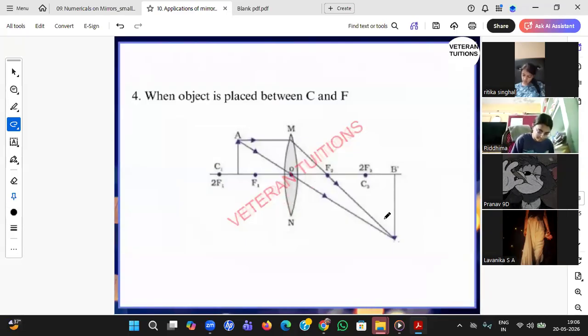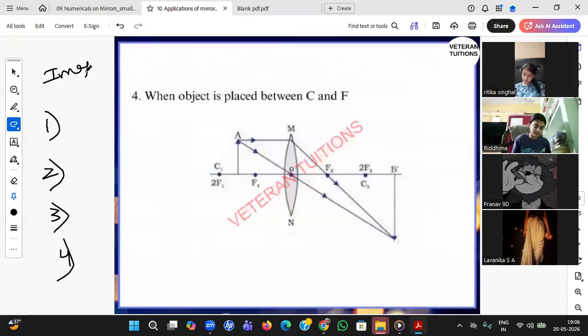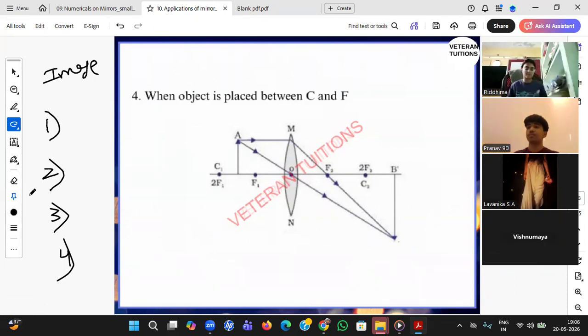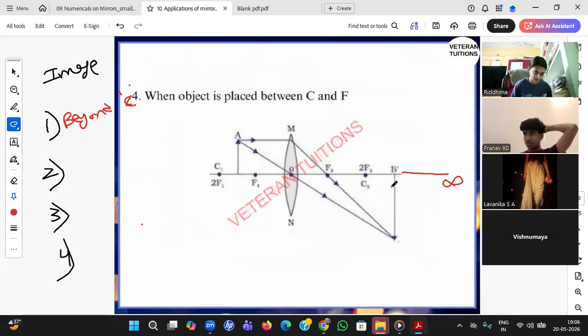Yes, Shima, give the characteristics, beta. Image characteristics. Shima, I think you have not attended the previous class, so I'll help you out. Image characteristics means there should be 4 points. First point, where is the image forming? Location. Sir, between C and F. Between C and F is this area, but your image is here. Sir, beyond C. Beyond C, or you can also say between C and infinity.